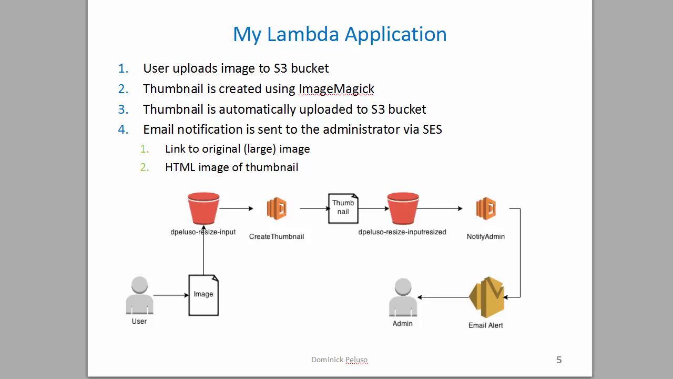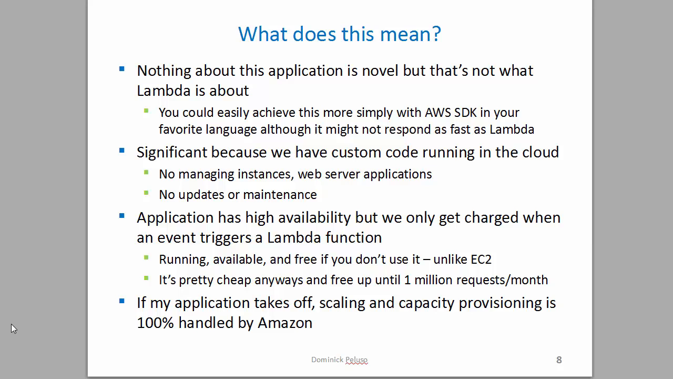It's really very simple. It could have been made very easily using something like the AWS SDK with probably just one file of like a Python script that would drop something to a bucket and then resize it. But that's not really what Lambda is about. It might not respond as fast as Lambda to events too, but the real point is that we have our custom code running in the cloud, and there's like no overhead. There's nothing to update or maintain, no web service to run and manage.